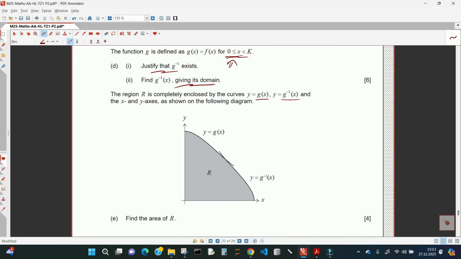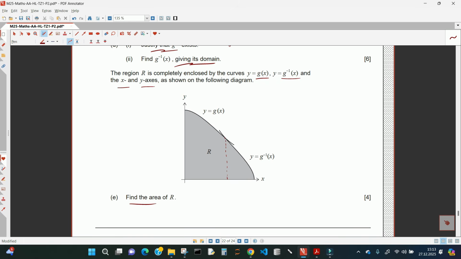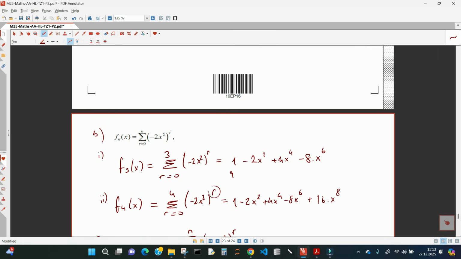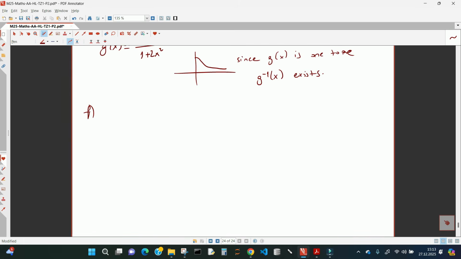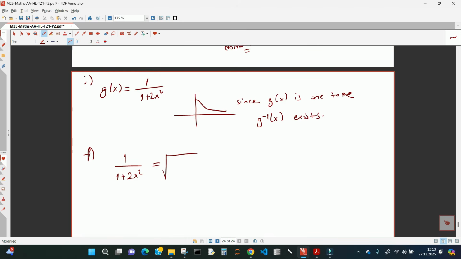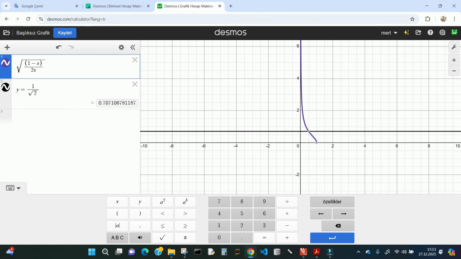And the last question is, the region R is enclosed by the curves g of x and the inverse of g of x, and the x and y axes as shown on the following diagram. Find the area of R. So as you see from here, we're first going to find the intersection point, so I will just make an equality between g of x and the inverse of g of x, which is 1 divided by 1 plus 2x squared, and the other one is the square root of, which we found in the previous question, 1 minus 6 over 2x. Let's find this from the graph.